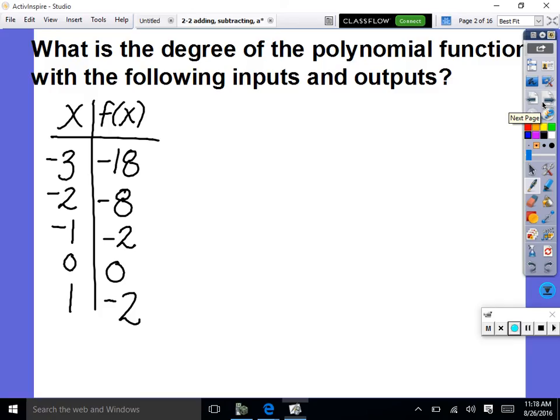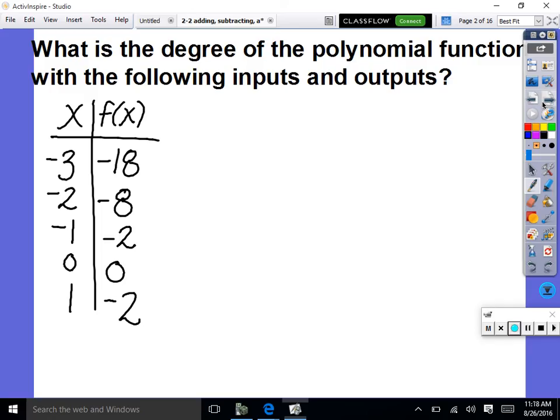It says, what is the degree of a polynomial function with the following inputs and outputs? You'd ask yourself, what are inputs? Inputs are x values we put into a function, right? Outputs are what comes out when you plug something in. So we have some set of inputs and outputs. What is the degree? Can anyone remember from last time how we could possibly find that out?